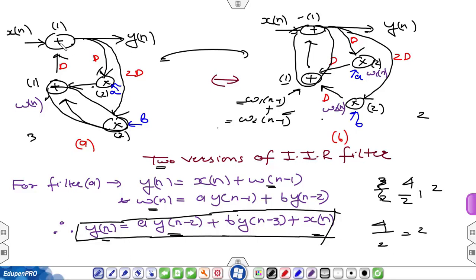This is the second loop: adder, multiplier, adder and then adder. The summation of computation time of these elements is 1 plus 2 plus 1, that is 4, and the total delay is 2 plus 1, that is 3, so the loop bound is 4 by 3. For the same loop in the other filter, the total number of delays is 2 plus 1, that is 3. So the sum of computation time remains the same, that is 4, and the total number of delays is 3. You can notice that the positions of delay elements are not the same, but the total delays are the same. In this loop the total delay is 3 and in this loop the total delays are also 3.